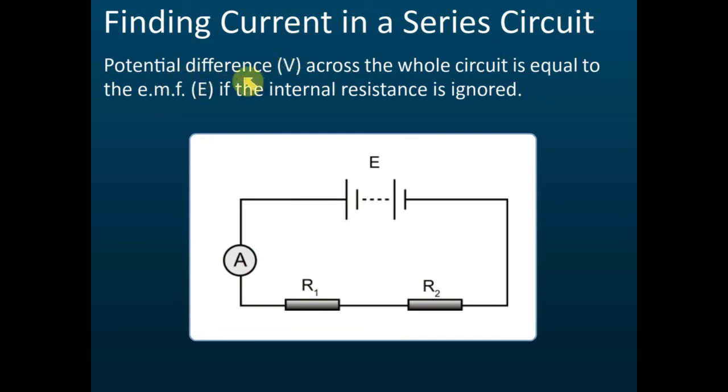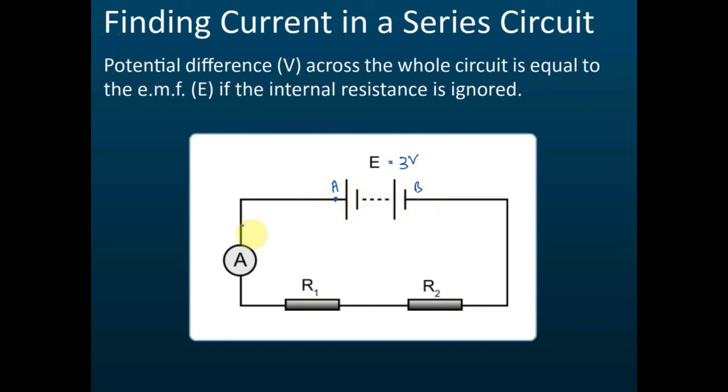Second, this is about the potential difference. The potential difference across the whole circuit is equal to the EMF if the internal resistance is ignored. For example, here, if they tell you that the EMF is equal to 3 volt, it means if we ignore the internal resistance, we assume that there's no internal resistance. If the question does not mention any internal resistance, then we ignore it. If there is no internal resistance, then the potential difference across these two points, A and B, is also 3 volt.